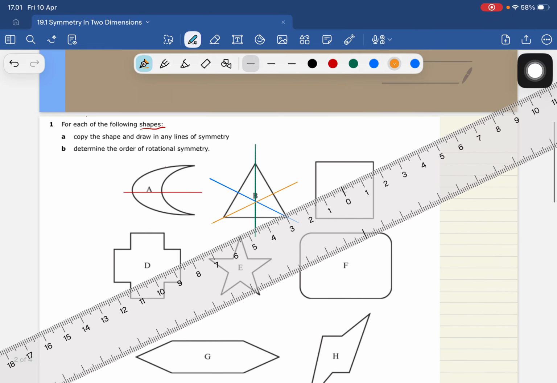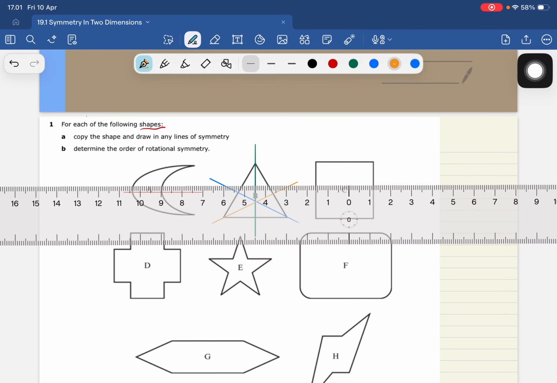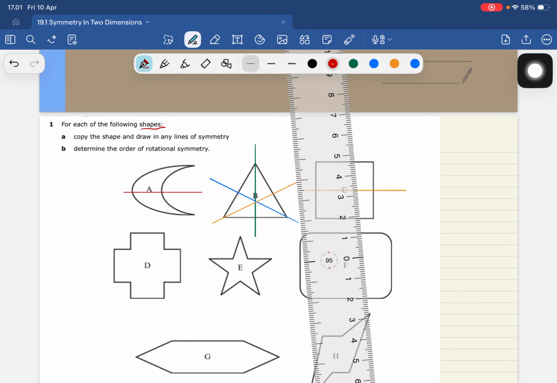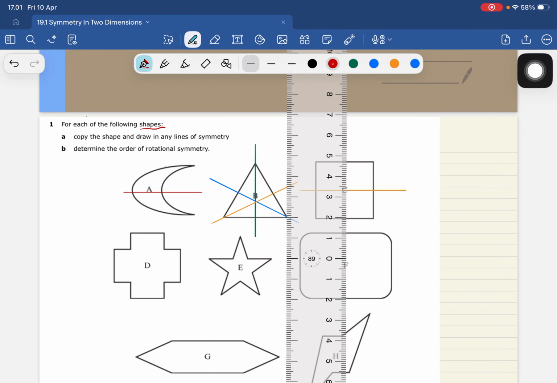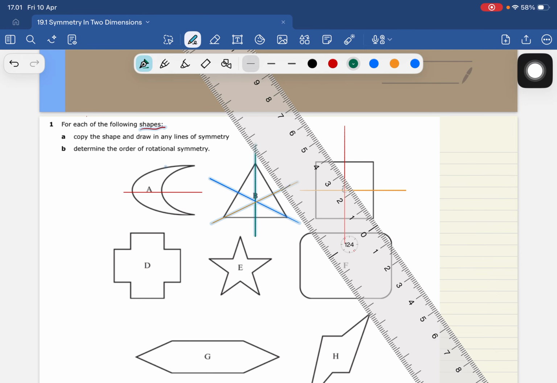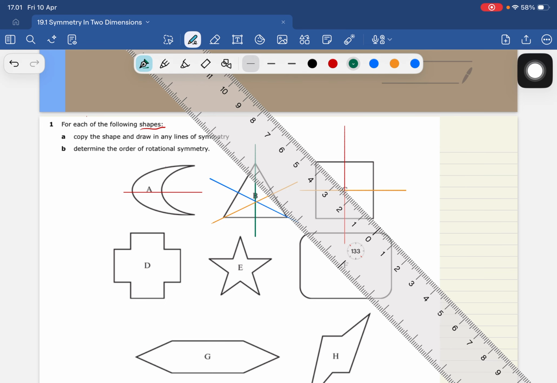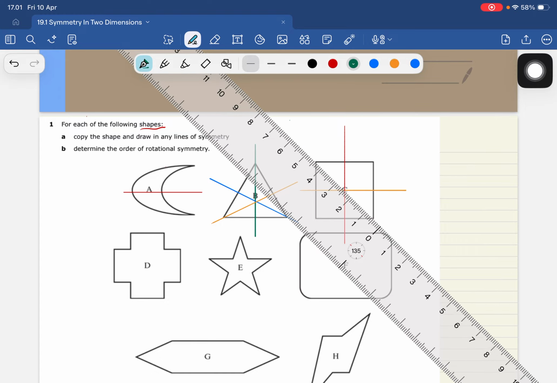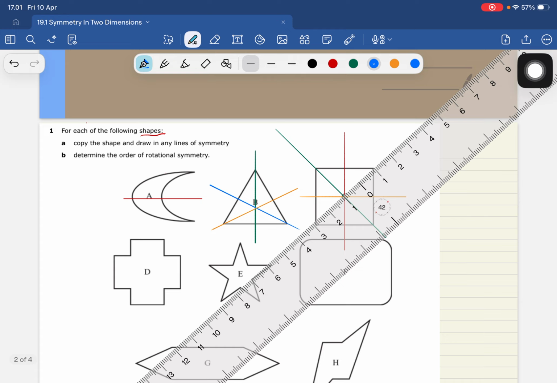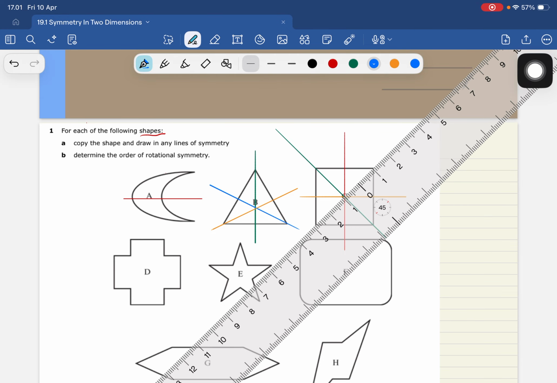For the square, we can start with the horizontal line. When we cut, up and down are equal. And here, when we cut, left and right are going to be equal. Next, the diagonal line, when we cut it, they're going to be equal. Another diagonal line. When we cut it, the diagonals are going to be equal.